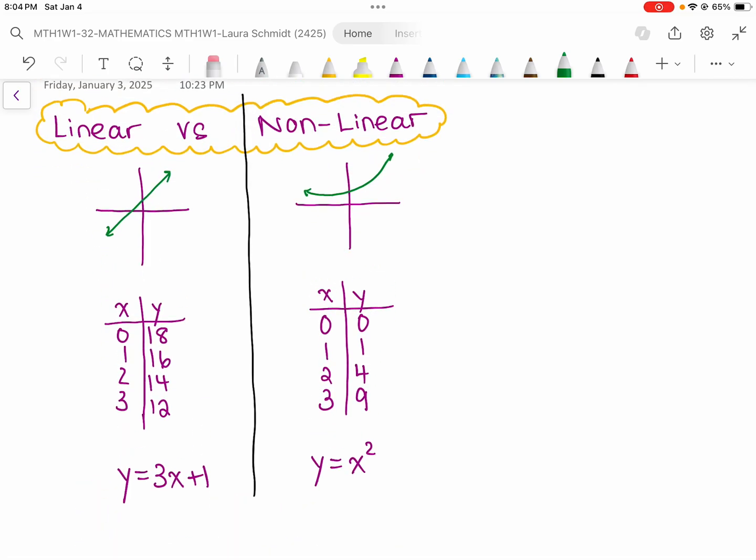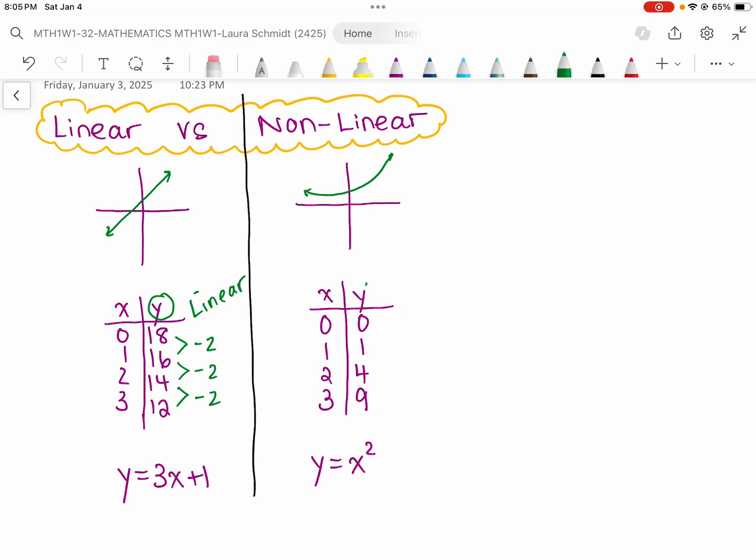And then we talked about tables of values. How do you know if they're linear or nonlinear? So a table is going to have the same first differences. If you look at the y values, these y values are all going down by 2 every time. So the first differences are -2. So that makes it linear. It's increasing or decreasing by the same amount each time.